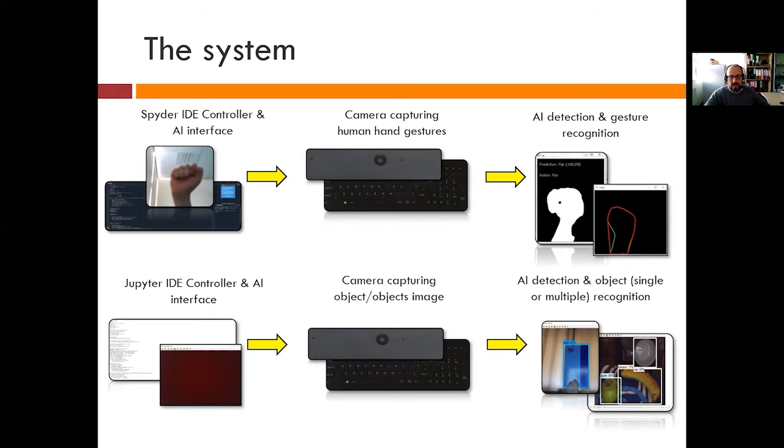But the idea is that you have basically a set of gestures that you can perform in front of the camera, or a set of objects that you present in front of the camera. And then you have the camera capturing the human hand gesture or the object or objects, because we consider a single object and a scene where multiple objects are present. And if everything works fine, you have an AI detection of the gesture recognition and/or an AI detection of the object, single or multiple recognition. So this is the overall system.